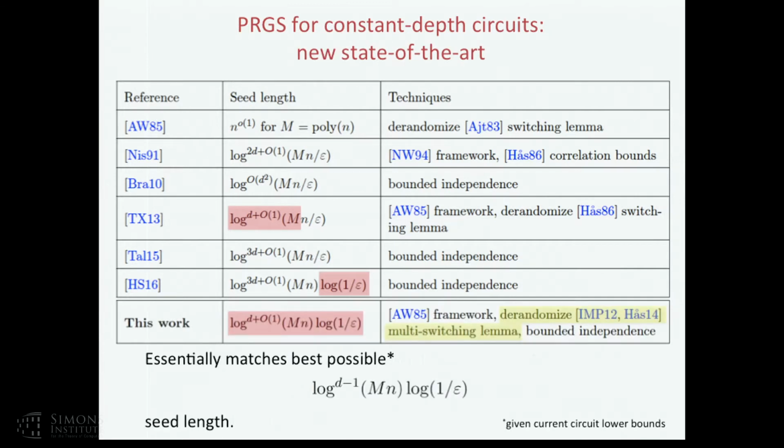What we do is we manage to get the best of both worlds of these two previous generators. So we're not getting exactly log to the d minus 1. It's log to the d plus some absolute constant. But we have the right dependence on m. We're getting the right bound up to the additive constant in the exponent on the log, and the right dependence on epsilon. And again, this is best possible, but that's modulo current circuit lower bounds. Okay? And that's really the product, not the sum of these two, for the best possible.